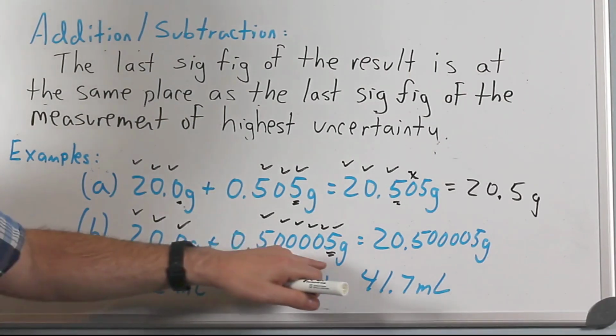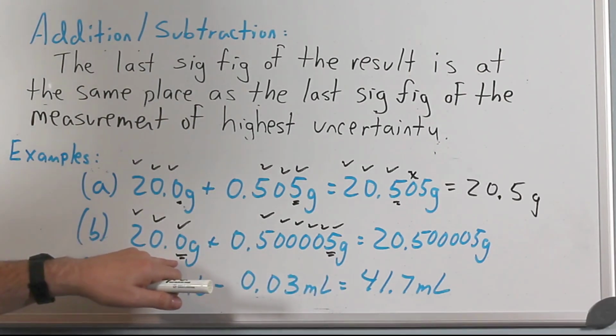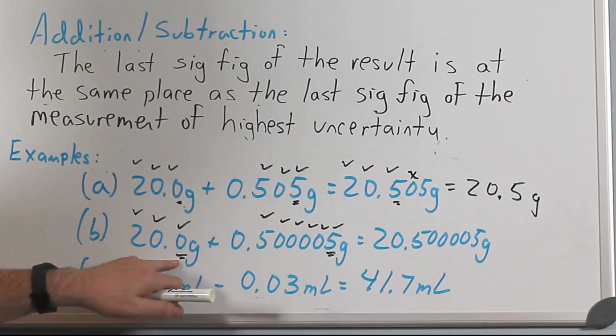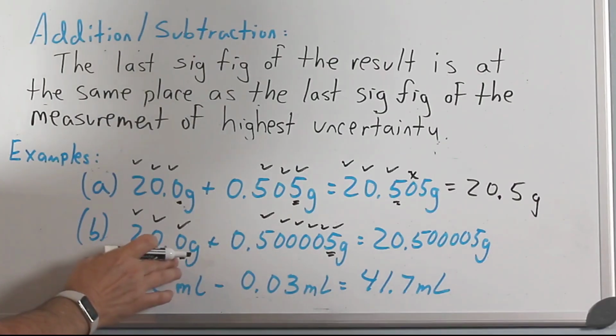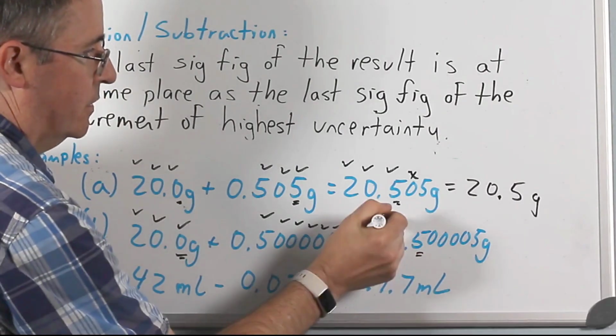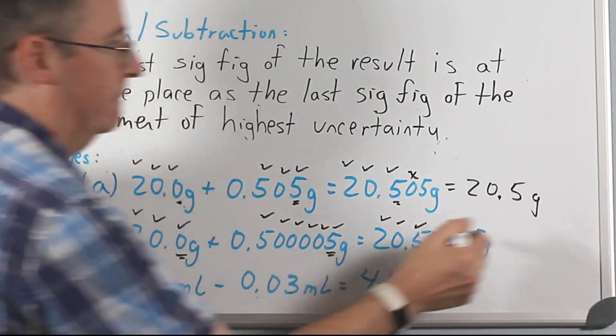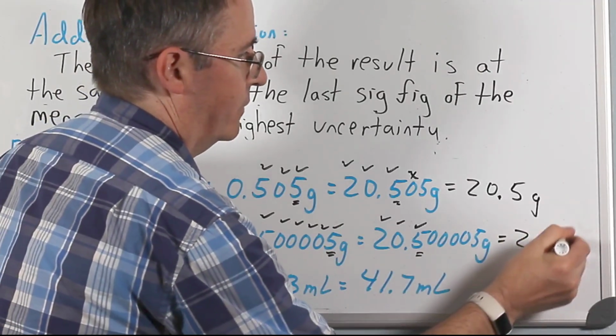Tenths place versus the millionths place. Once again, the first measurement has more uncertainty attached to it, so it's also going to limit how many significant figures we have in our final answer. So we're limited to the tenths place here. Once again, we have three significant figures, so the same answer, 20.5 grams.